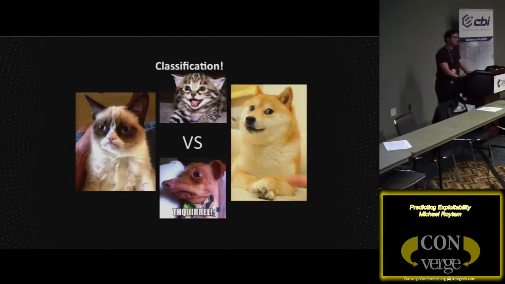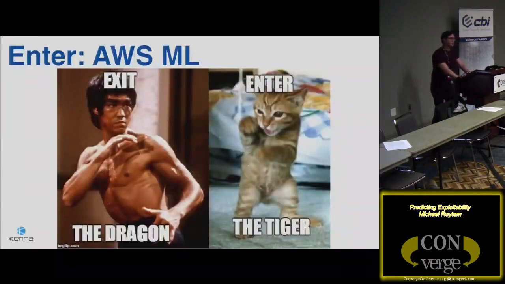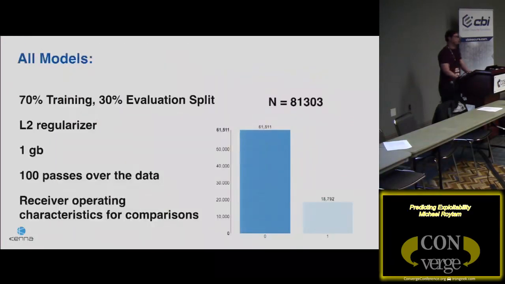Specifically, we use Amazon machine learning to do so. Anybody can log in and throw some data in there and try to figure out how it works. And to get a little nerdy, we use a 70-30% evaluation split. We use all of the vulnerabilities in the National Vulnerability Database for which we have complete data, which is 81,000 vulnerabilities. The specific type of support vector machine that's used in Amazon Web Services for this is an L2 regularizer.